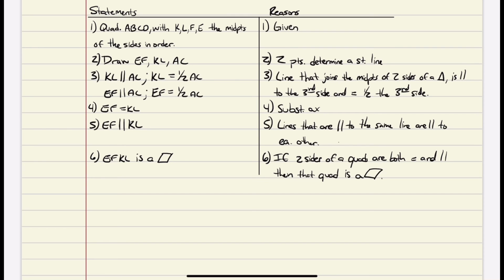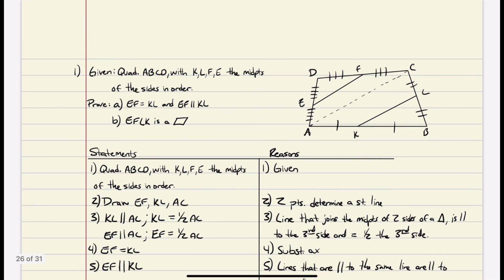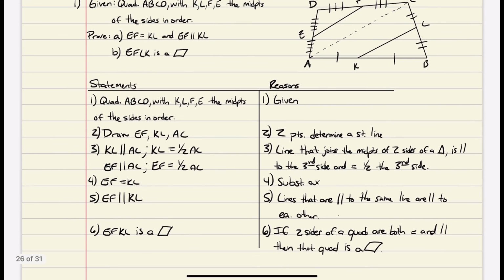And so that's how you would prove something like that using theorems that we've used in the past. This isn't necessarily a theorem that we're learning. We just were given a couple things in a quadrilateral, and we proved that if lines join the midpoints of a quadrilateral, it forms a parallelogram.